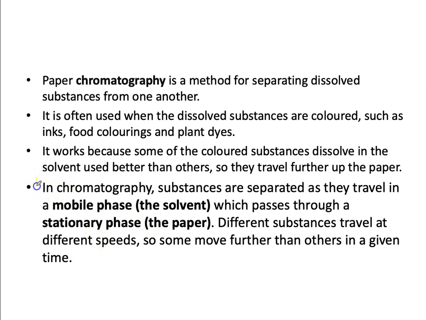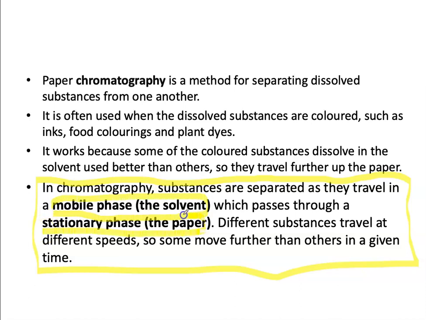Now, this is the key bit of science for chromatography, and we do cover this topic at A level also. In chromatography, substances are separated as they travel. You have two phases: the mobile phase, which in your case is the solvent, and the stationary phase, which strictly speaking isn't the paper, but for GCSE purposes we will say the stationary phase is the paper. Different substances will travel at different speeds, so some move further than others. The more insoluble the substance, the less it will move up the paper.